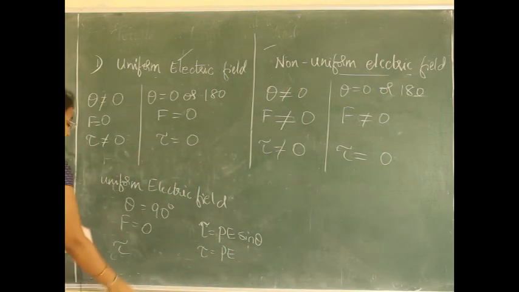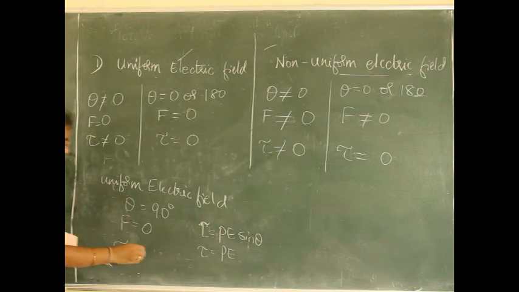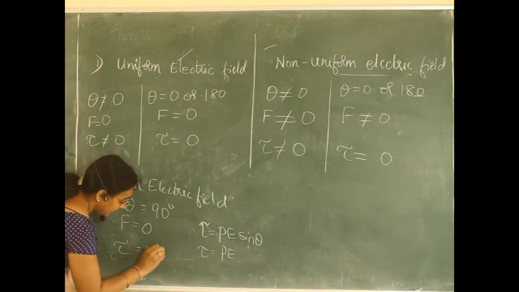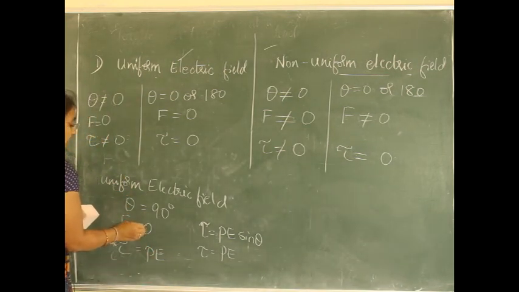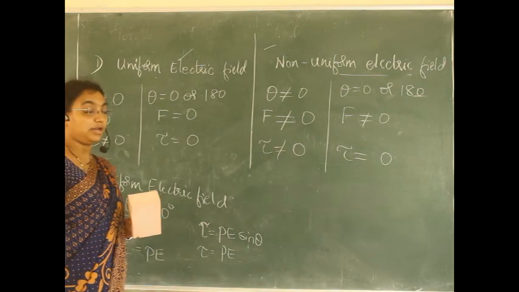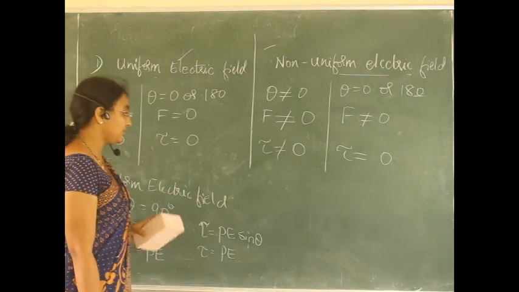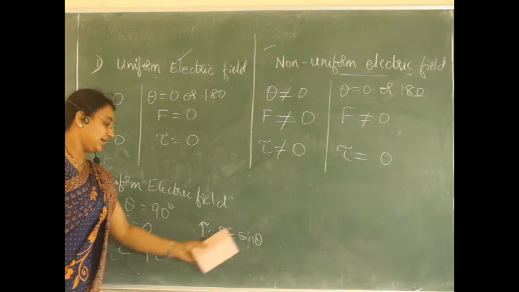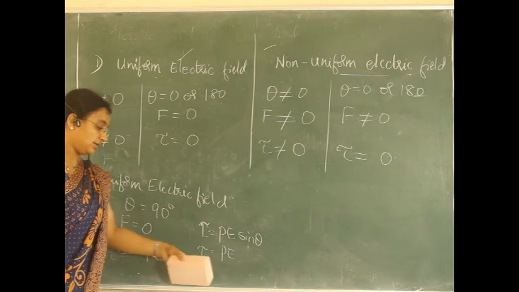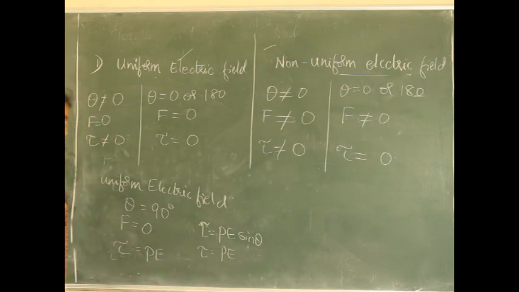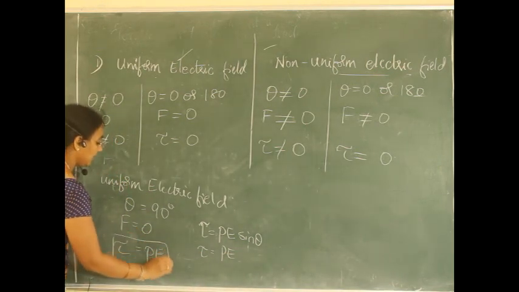So what happens to the value of tau? The maximum value I can write is PE. Understood? The value of tau is P cross E, because of the cross product you have to write sin theta. Here theta is 90 degrees, sin 90 is 1, therefore tau is equal to PE. Maximum value we will get.